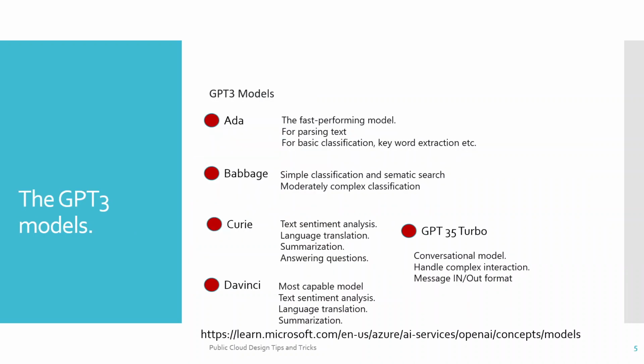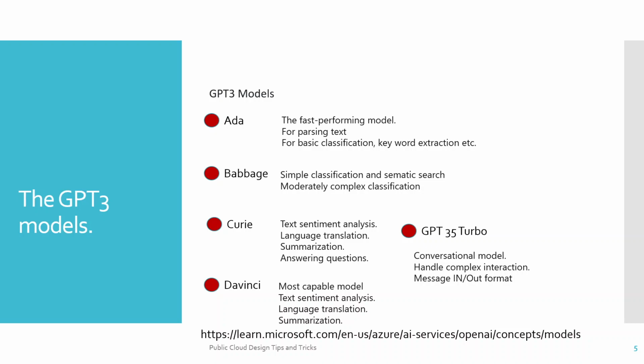Now coming to the GPT-3 models, within GPT-3 there are different models, for example Ada, Babbage, Curie, DaVinci, GPT-35 Turbo. Those are all GPT-3 models within Azure OpenAI. All these models have different technical dimensions, for example the speed of the output of the model, the complexity, how they handle different requests. Those are different technical parameters, and based on that, these models perform.